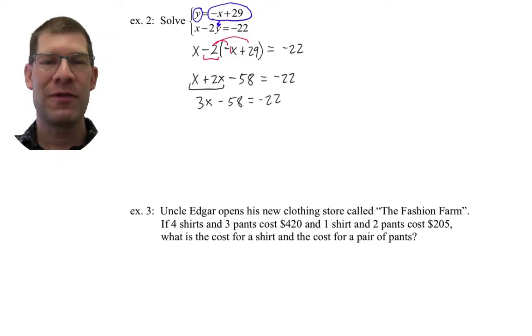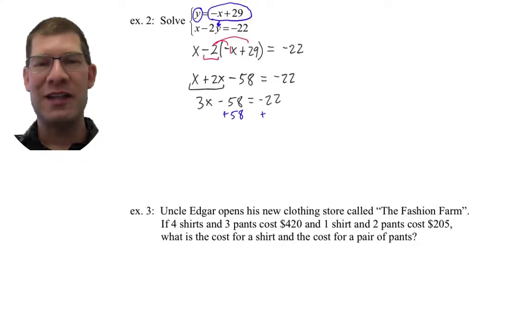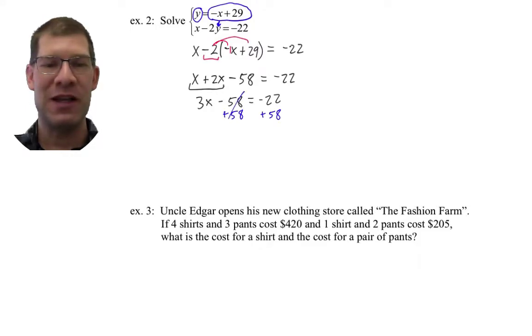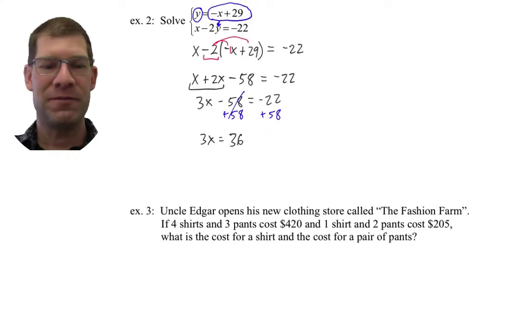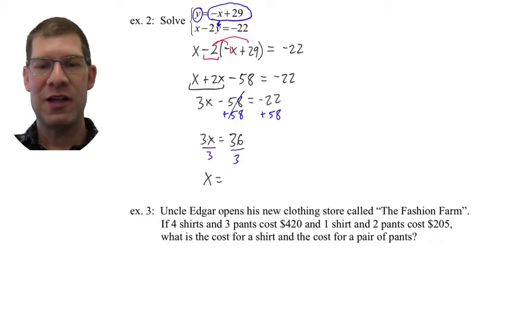Now, next step in solving for x is to go through and try to isolate the x doing order of operations backwards. So first we're going to add 58 to cancel out that minus 58. I'm left with 3x equals 36. I'm hoping I'm doing the math right. If I'm not doing the math right, we'll find out when we check it. So, all right, divide by 3 on both sides. And x equals 12. So we have that.